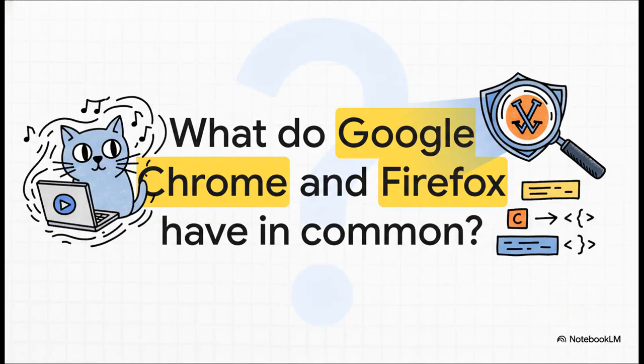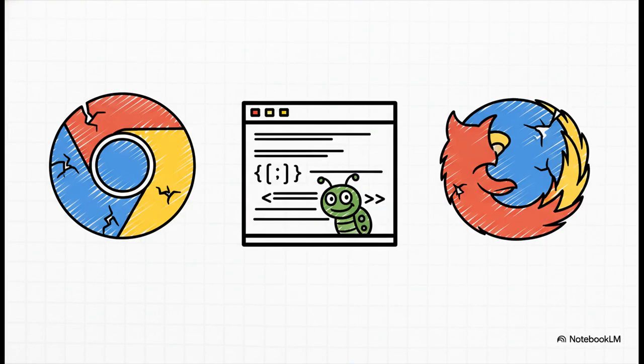So, let me ask you a question. What do Google Chrome and Firefox have in common? I mean, besides being our go-to for watching cat videos. Well, here's the thing. They've both been hacked using the exact same kind of subtle bug.